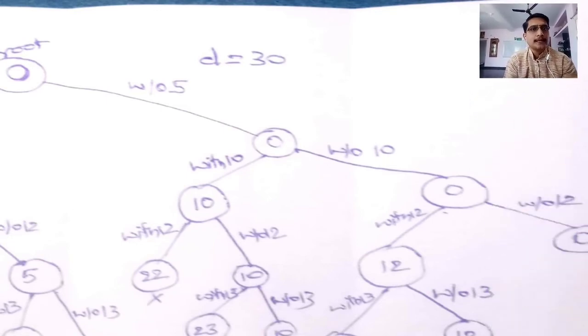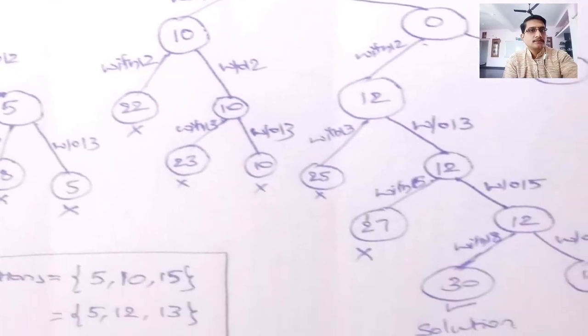Without phi it is 0. And with 10 it is 10. 0 plus 10 is 10. 10 plus 12 is 22. And even if we add the next items which are larger than that, that will be more than 30. So we will not consider, that will become a non-promising node or dead end. So we will backtrack.